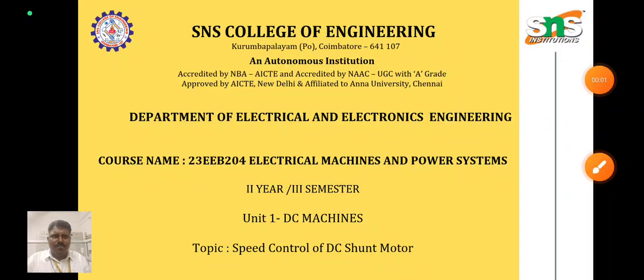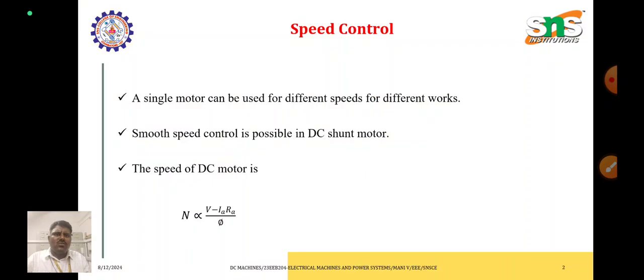Hi everyone, welcome back. Now we are going to see about the speed control of DC shunt motor. So speed control: a single motor can be used for different speeds for different work. Just for an example, for each and every application, you can take a rice mill.